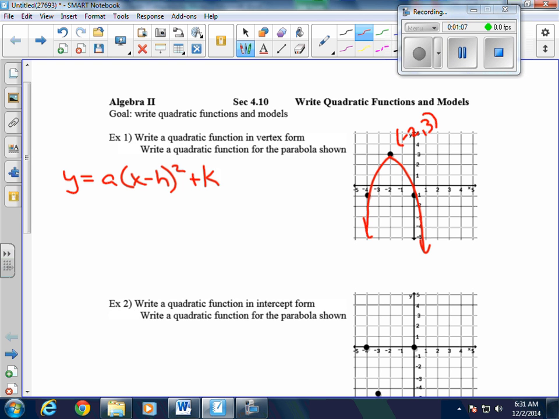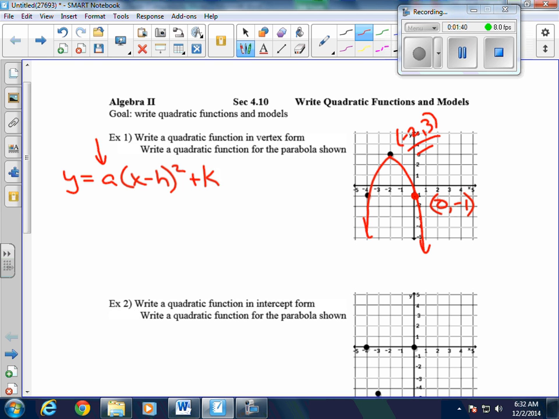And remember, the vertex is (h, k). So what we're going to need in this case is the vertex, which we have right here at (-2, 3), and any other point that we're going to use for x and y. It doesn't matter, but let's use this one here, which is (0, -1). So we're going to plug in the information that we know. The only thing we're not going to have is a. That's what we're going to have to solve for.